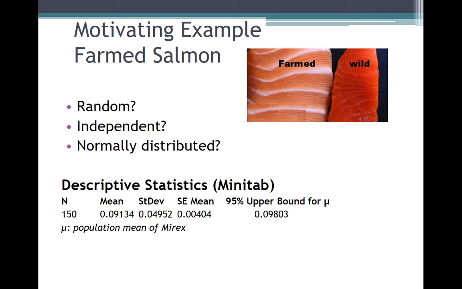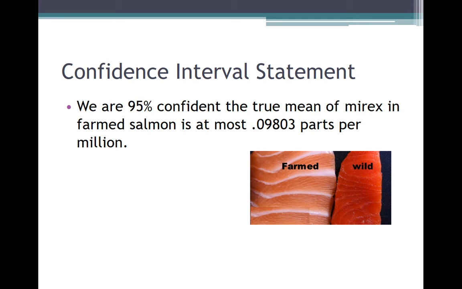The thing about your table, your book has tables, and they didn't want to publish all of these things, so they stopped at 30. But now we can calculate it, so we might as well use a t-distribution. It's going to be a little wider. If you're close enough, I usually accept that. So we're 95% confident that the true mean of Mirex in farm sim is at most 0.903 parts per million.